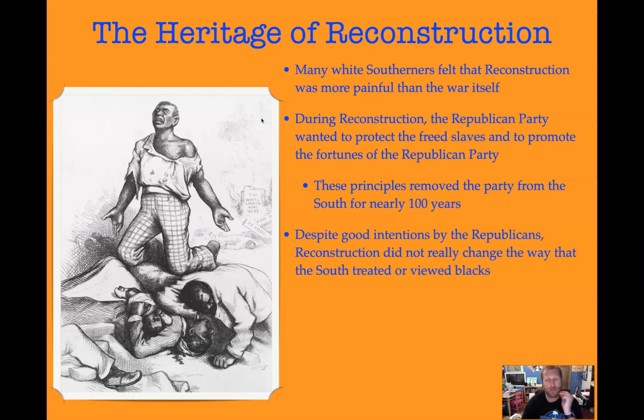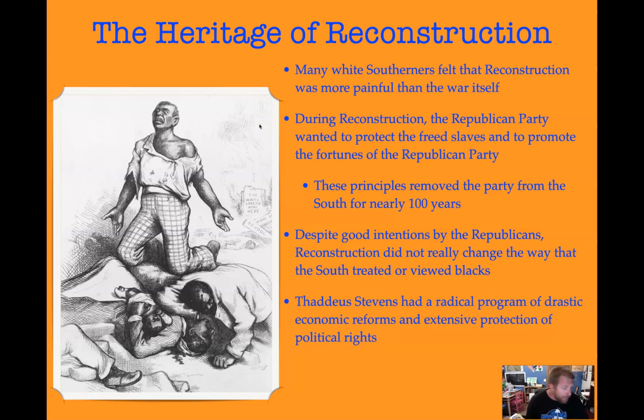Despite good intentions by the Republicans, Reconstruction didn't really change anything. When federal troops were pulled out after the Compromise of 1877 to give Rutherford B. Hayes the election, it's like the North kind of ran out of interest in Reconstruction. And when those troops left, so did the fortunes of African Americans. The political rights were dashed. They were taken away through a series of black codes, through Jim Crow laws, through violence and intimidation and lynching. And so they were returned to second-class citizenship.